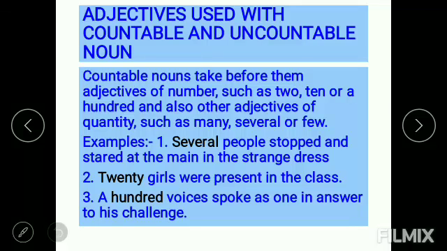In the example you can see the first: several people stopped and stared at the man in the strange dress. Here is a spelling mistake of man. People is a countable noun, and the adjective is several. If we talk about only people, then it will be common, but if we add several, then it will be more specific. So here several is an adjective.